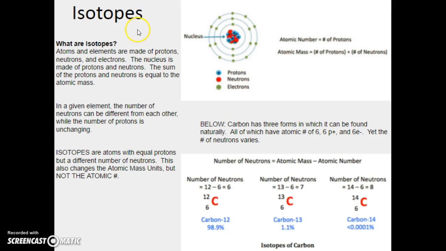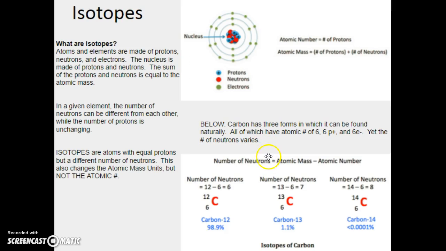So there's this concept of isotopes, and this is where you want to make sure you take some notes. So what are isotopes? Atoms and elements are made of protons, neutrons, and electrons. The nucleus is made of protons and neutrons, and the sum of the protons and neutrons is equal to the atomic mass. That's a quick review. In a given element, the number of neutrons can be different, while the number of protons is unchanging. Isotopes are atoms with equal protons but a different number of neutrons. This also changes the atomic mass units, or AMU, but it does not change the atomic number.